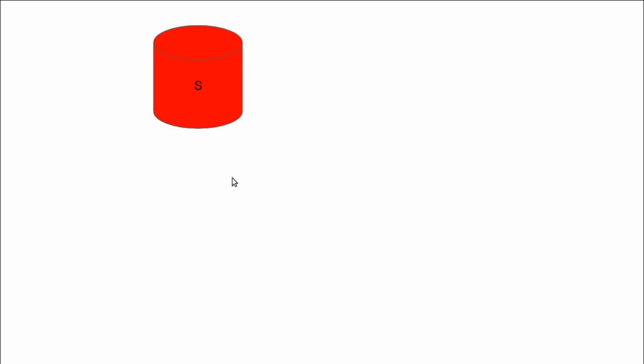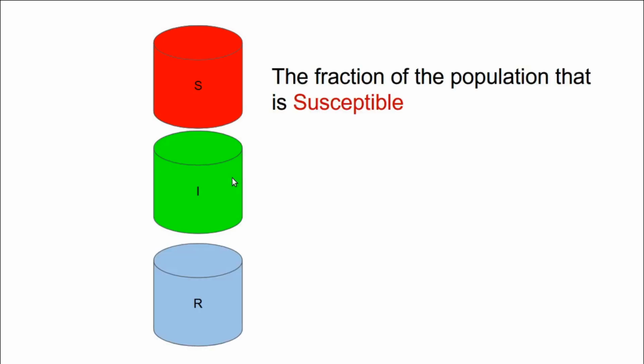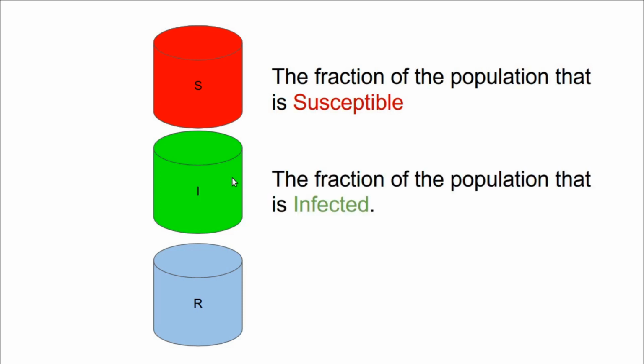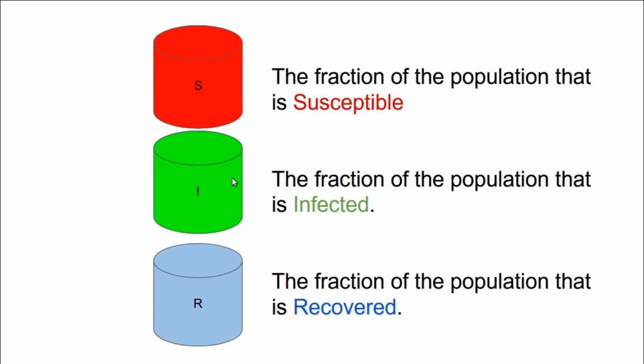So how does this model work? It assumes that we can divide our population into three parts: the susceptible, the infected, and the recovered. So S, this bucket, represents people who are at risk of getting the illness. I is the fraction of people that are infected, and R is the fraction of the population that's recovered. So what are the assumptions beyond this in this model? It's always important to list what your assumptions are in a model.